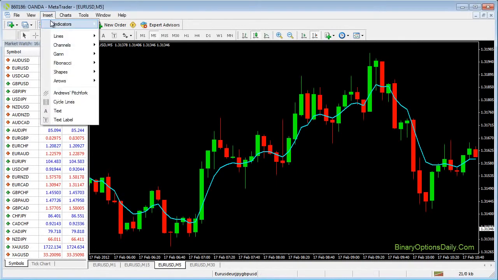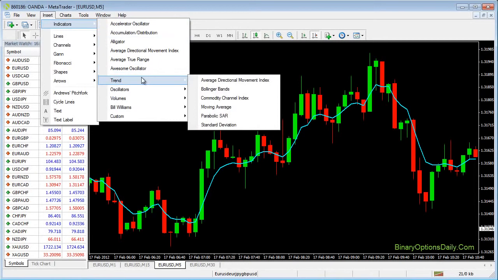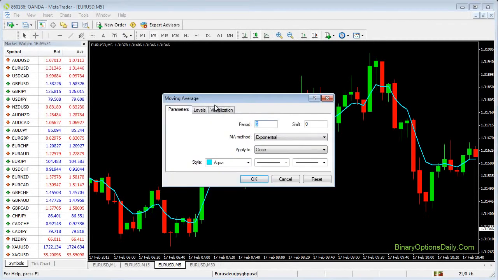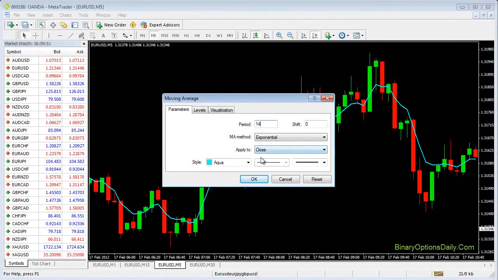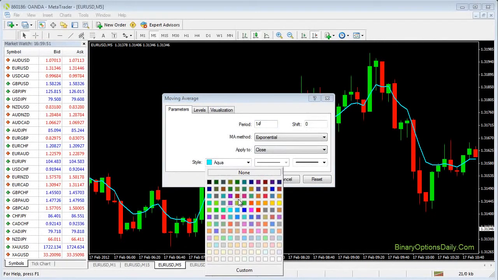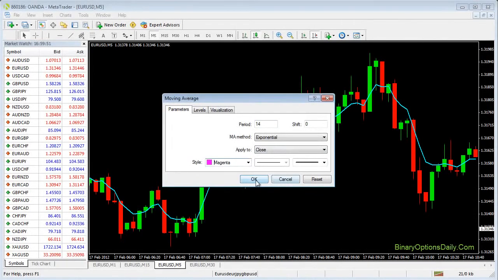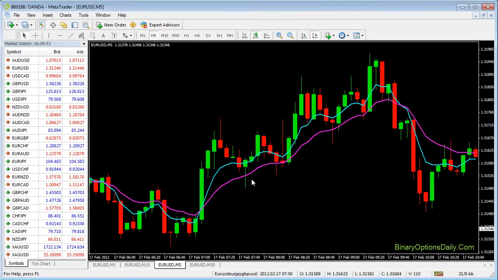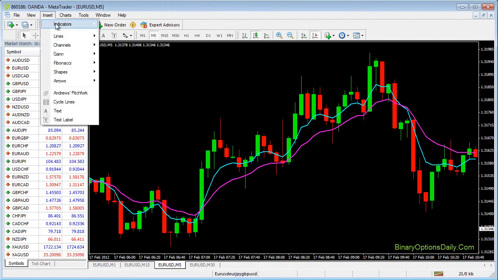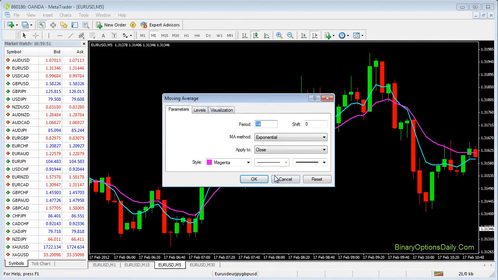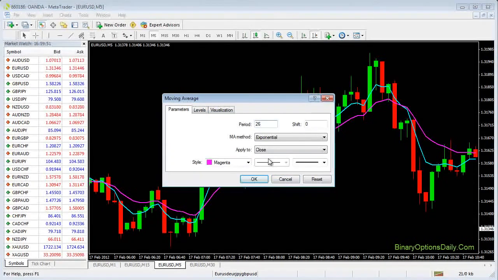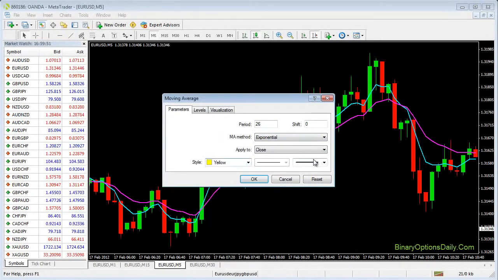Now we need to add 2 more, so we're going to go back to the indicators, trend, moving average, and the next one is going to be a 14-period moving average. I'm going to be using a magenta line for this one. And again, these are all exponential and applied to close. So we're going to click OK. And we need to add 1 more. So we're going to go back to indicators, trend, moving average. And this one is going to be a 26-period moving average, exponential applied to close. I'm going to choose yellow for this color and make this one just a little bit bigger. And go ahead and click OK.